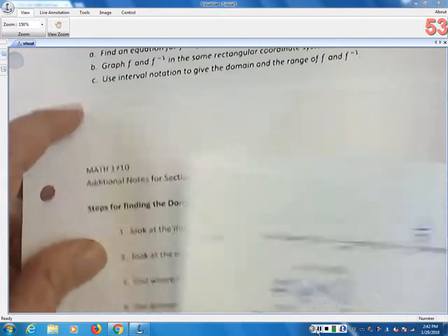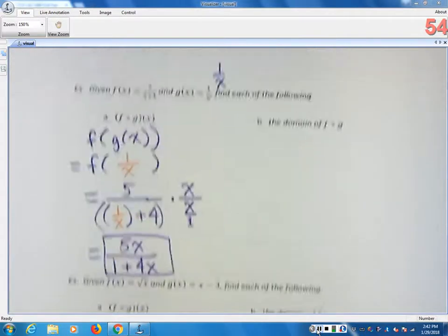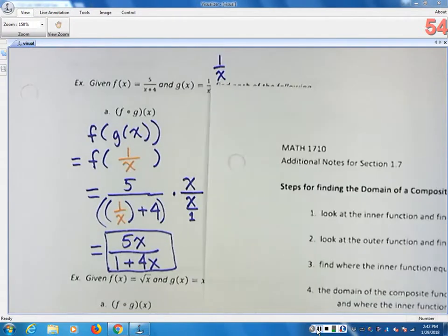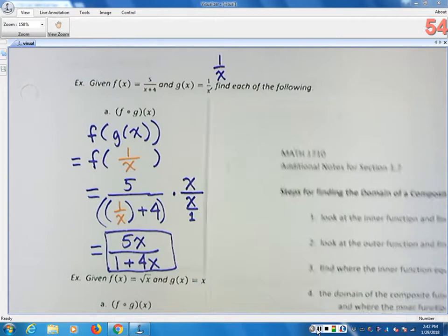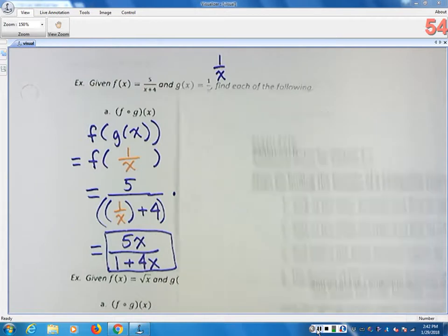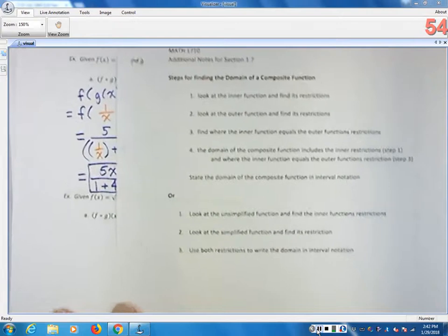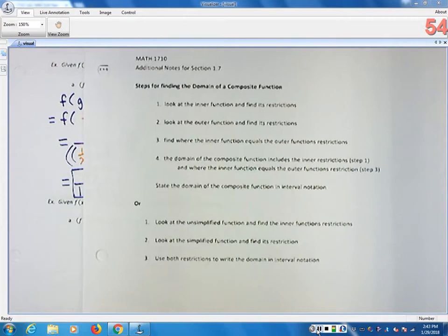So in D2L and maybe in Shobi, I don't know, there are some additional notes for 1.7. So we're going to find this domain, and you can find it two ways. This is additional notes for 1.7. We'll just talk about that.